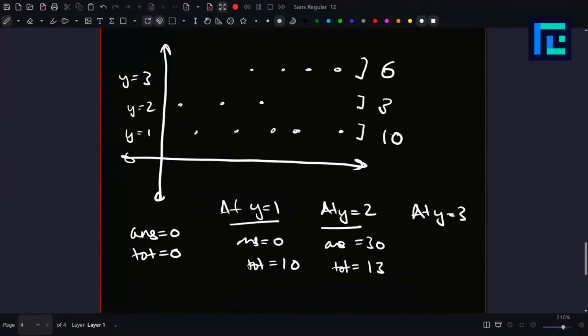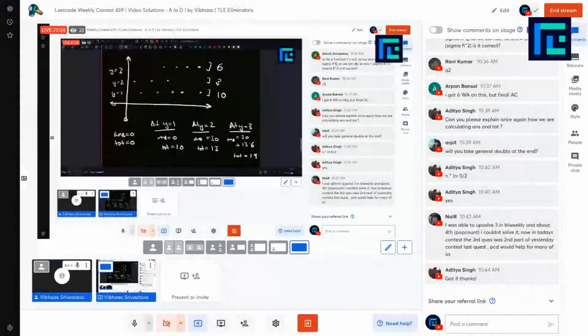Now when I'm at y equals 3, my answer is 30. Now it becomes 30 plus 13 times 6 because there are 13 lines below and 6 lines on the top. So it becomes 30 plus 13 times 6, right? And that will be my final answer. And my total has increased to 19 because there are 19 total lines formed. Okay.